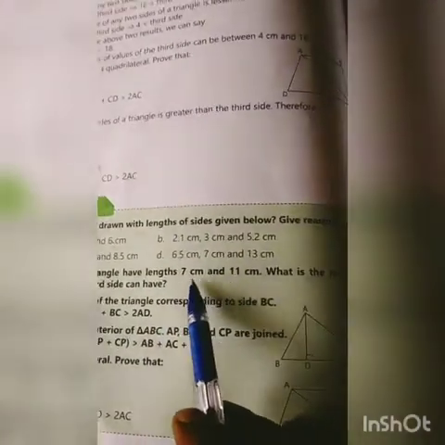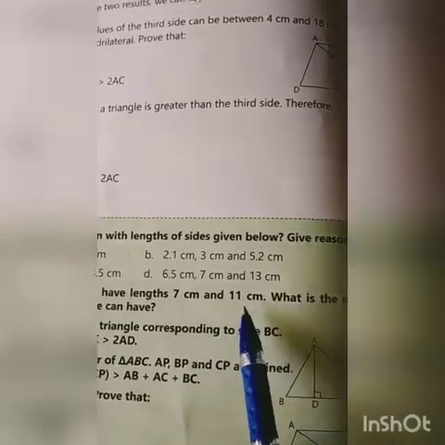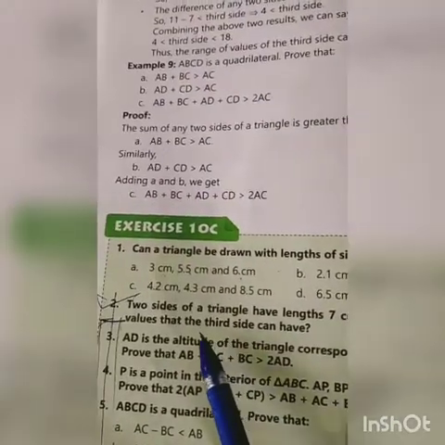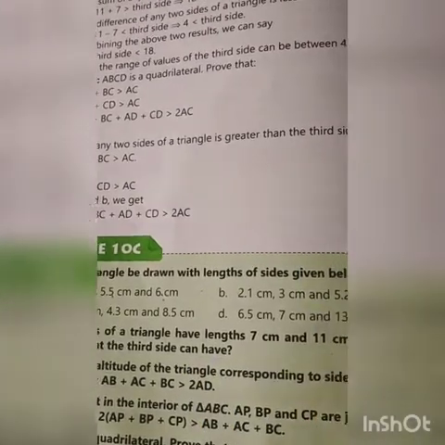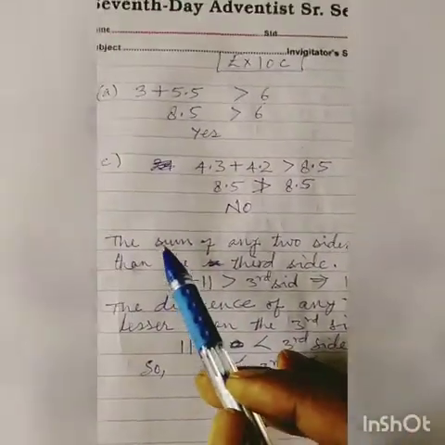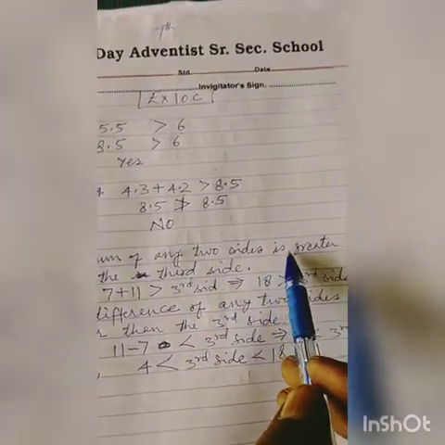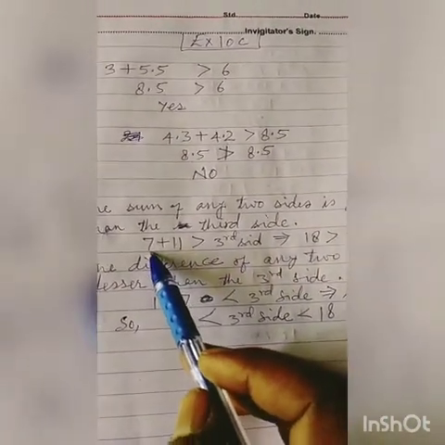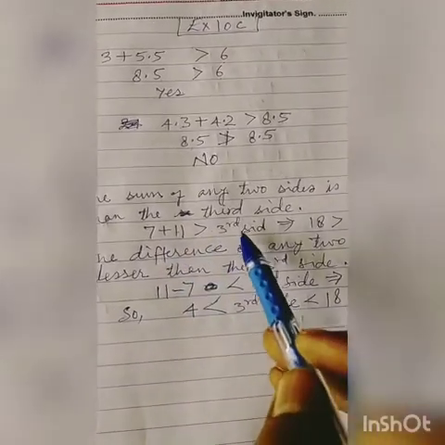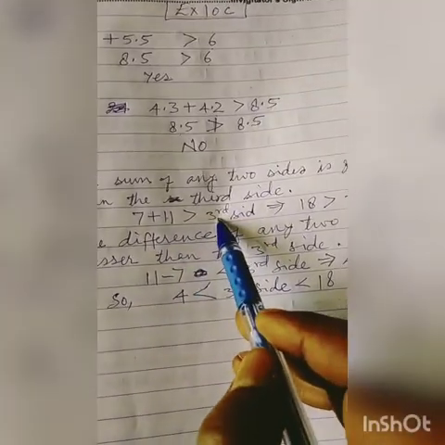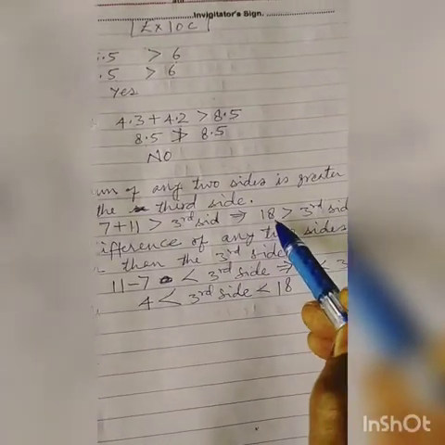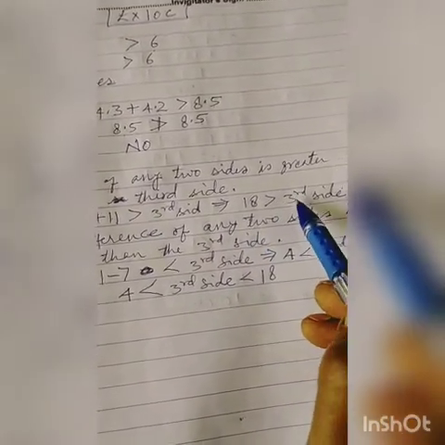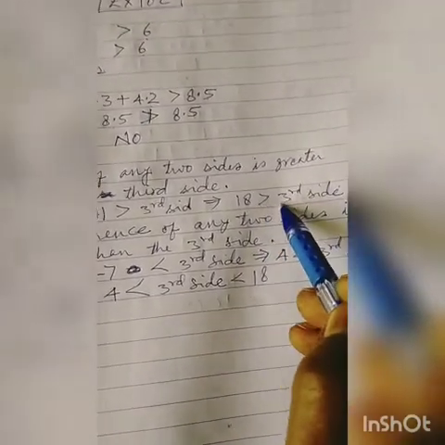Now in question 2, two sides of a triangle are given, 7 and 11 centimeters. Now we have to find the range of the third side for which we can draw a triangle. According to the first theorem, the sum of any two sides is greater than the third side in a triangle. So adding 7 plus 11, the sum should be greater than the third side. That means the third side should be less than 18.